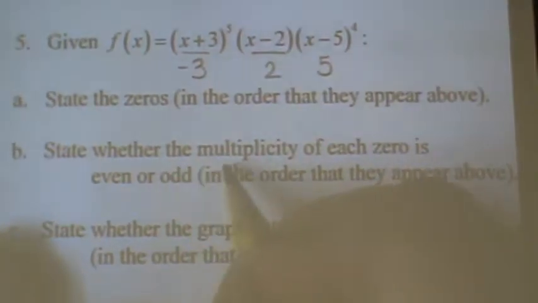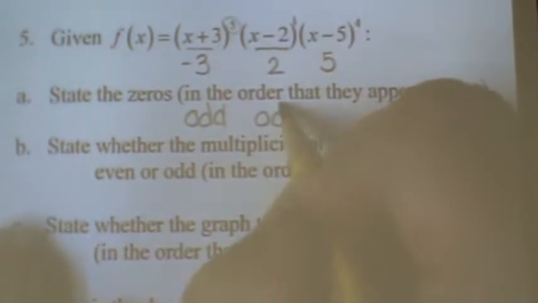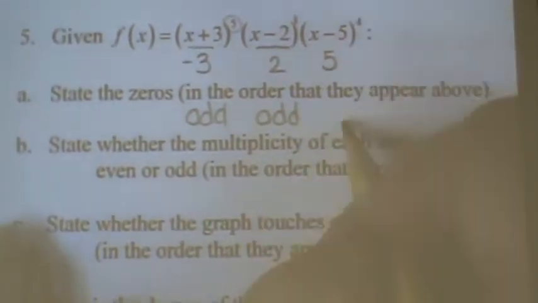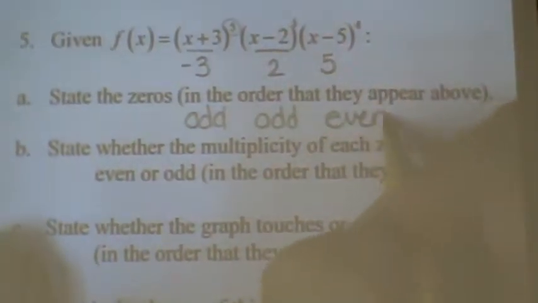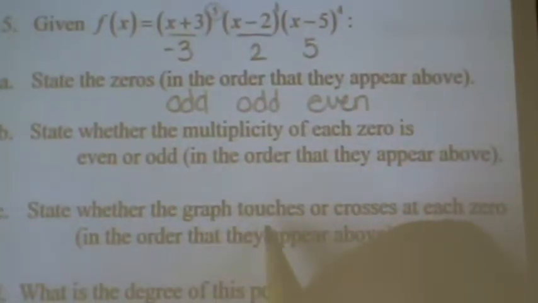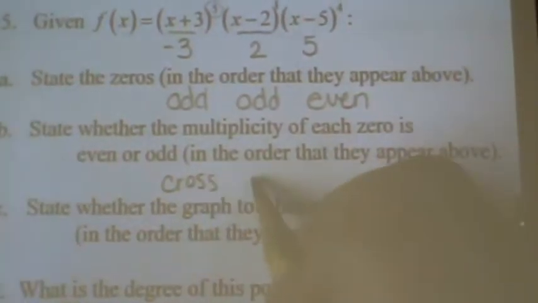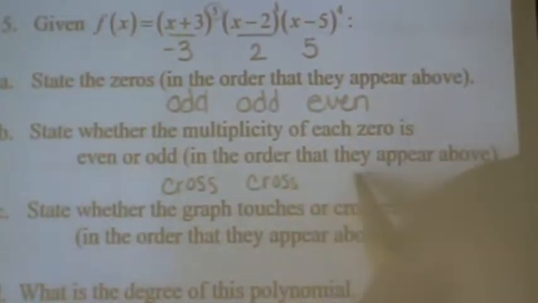Now, tell me the multiplicity. Is this even or odd? Odd. What about this one? Odd. And this one is even. Now, if it's odd, what does the graph do? Touch or cross? It crosses, and touches.